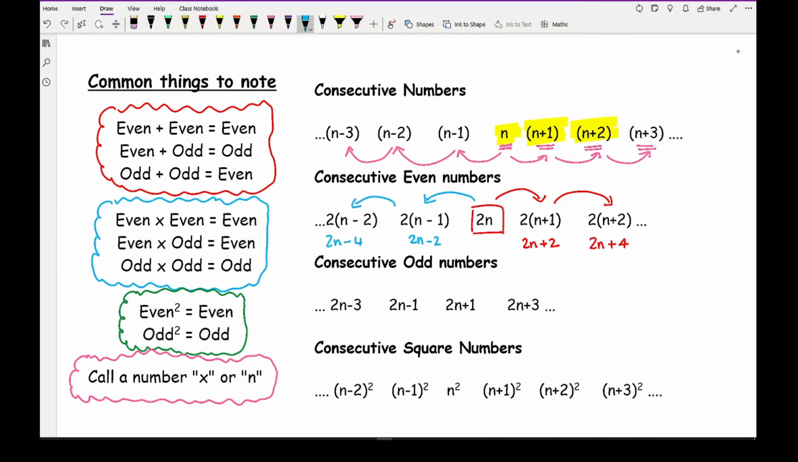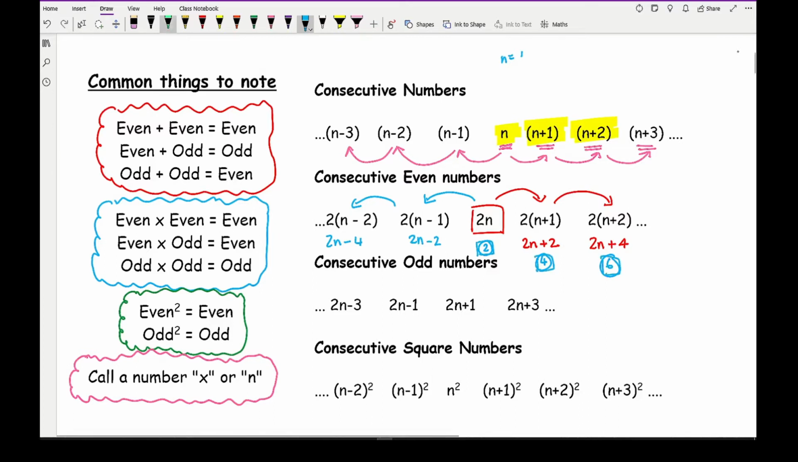And if you tried typing in numbers, let's substitute them in. Let's say n was equal to 1. Then 2n would be 2. Then 2n plus 2 is 2 times 1, which is 2, plus 2 is 4. And the next one would be 2 times 1, which is 2, plus 4 is 6. And as you can see, these are consecutive even numbers.